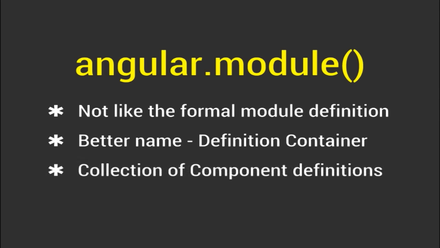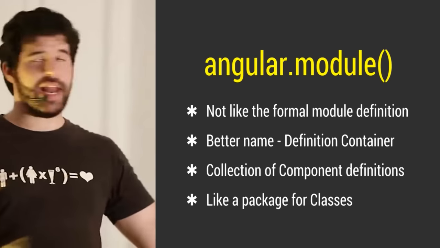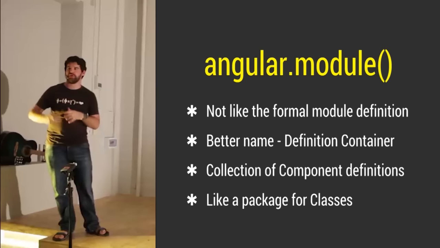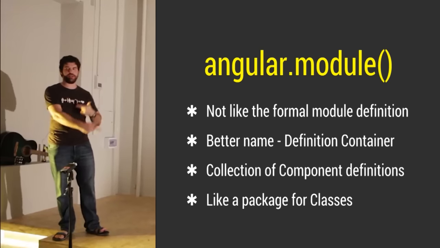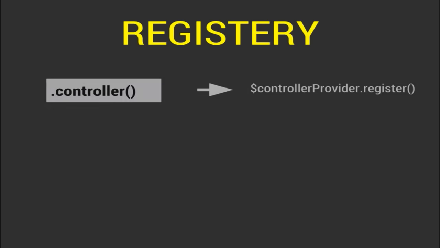So it's a collection of component definitions, and you can think about it like a package of classes. If someone is working with another language that has classes, you can think of a package. When you import the package, you get all the class definitions, right? And you can create new instances of them. So this is the registry, how it looks behind the scenes. It's more advanced for the starting Angular developer, but you can look at the video later when you get to it and understand it better. So how do you create a controller? Behind the scenes, it's called the controller provider.